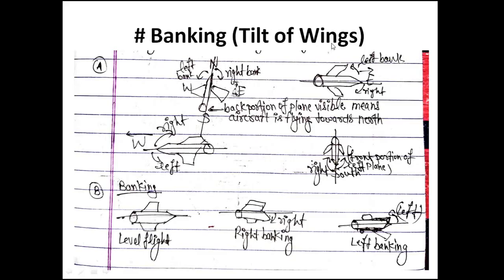Now a very important topic is banking, which means tilt of wings. When your aircraft turns right and turns left, it is called right banking and left banking respectively.